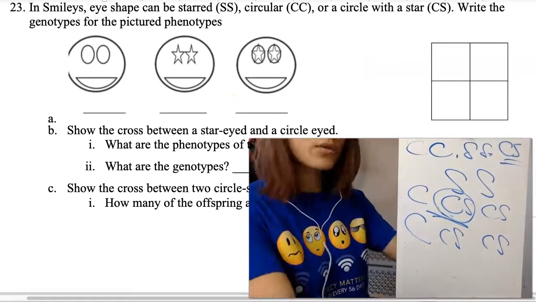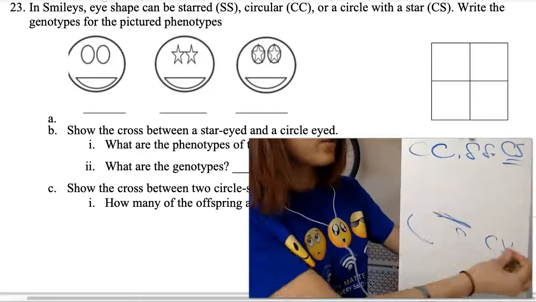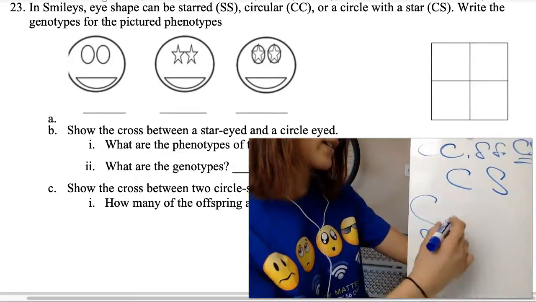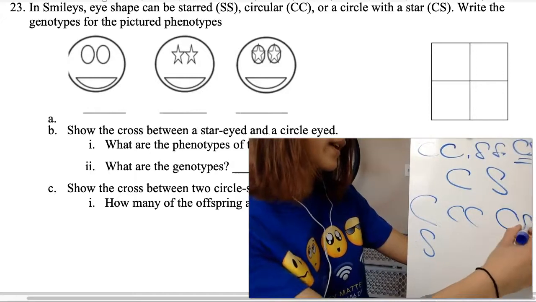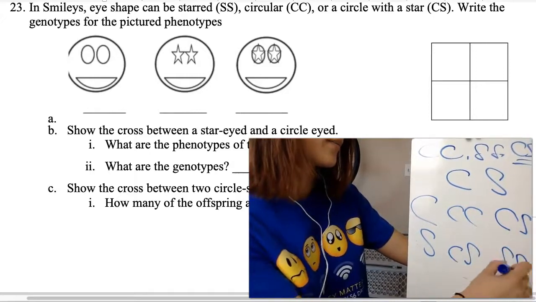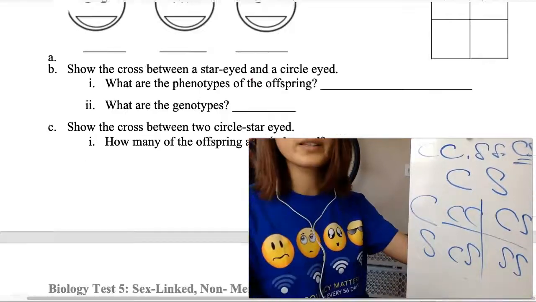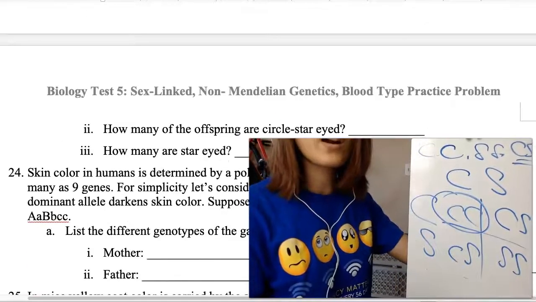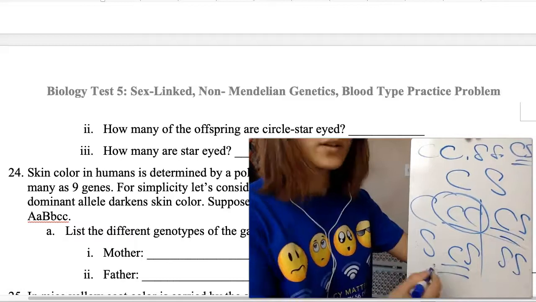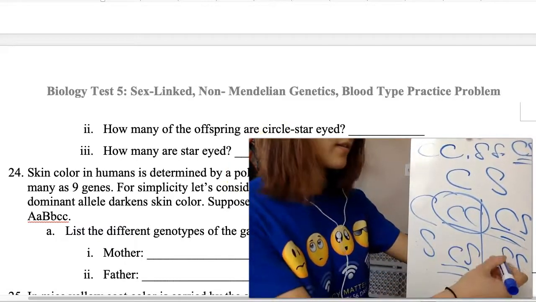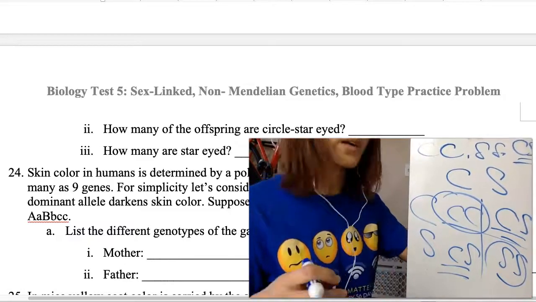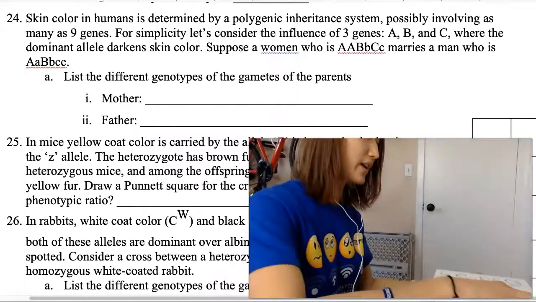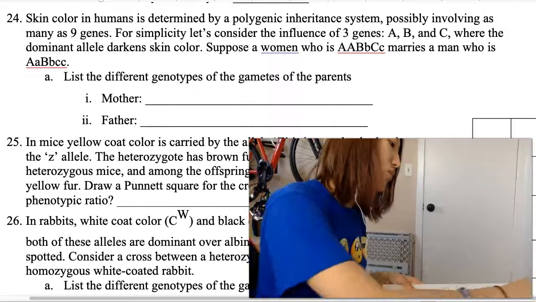Show a cross between two circle star-eyed individuals. So how does this work? Circle star is CS, so we have CS, we have CS again. Put the letters together: CC, CS, CS, SS. All right, we have our four individuals. So in this case, how many are circle eyed? One. How many are circle star eyed? Two. How many are star eyed? One. Okay, or one out of four, if it's asking for the chances of each happening. That should be pretty easy. Now we're moving on to a more challenging question.